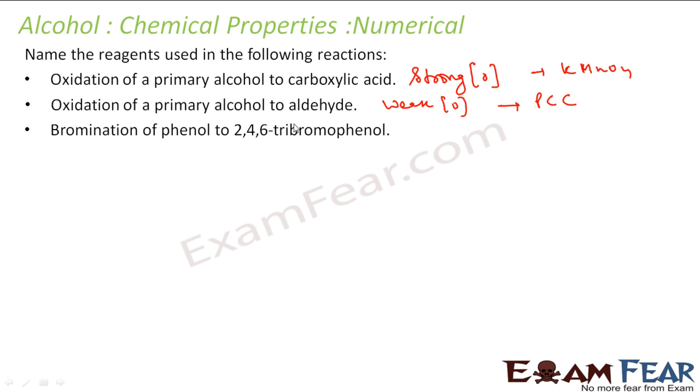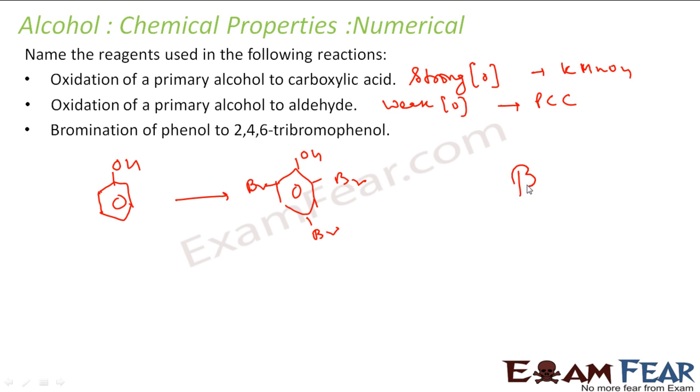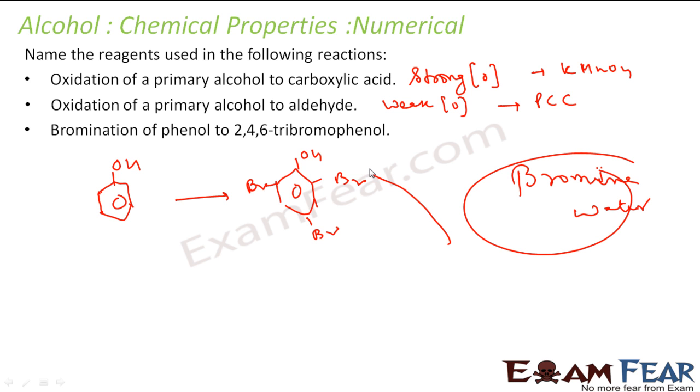Bromination of phenol to tribromophenol. Let's see the reaction. This is phenol. I want 2,4,6-tribromophenol. This is 1, 2, 3, 4, 5, 6. So in this case, what I need is nothing but bromine water. If I add bromine water to phenol, I'll get 2,4,6-tribromophenol.